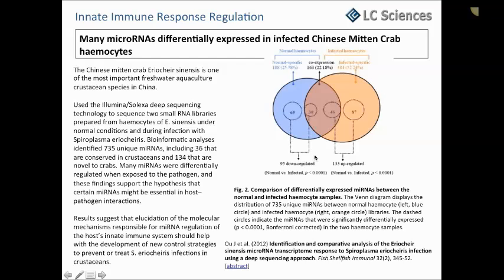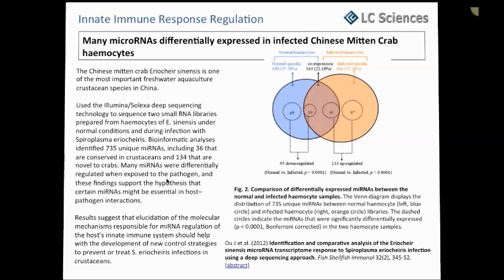And you see that 95 are downregulated in the normal versus infected, and 133 are upregulated. Out of these 133 upregulated microRNAs, 87 are really unique to the infected species, and 46 are expressed in both the normal and the infected. Again, this might be a first step into developing some kind of drugs or finding some drug targets for this particular disease.